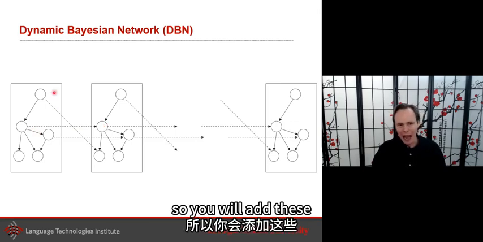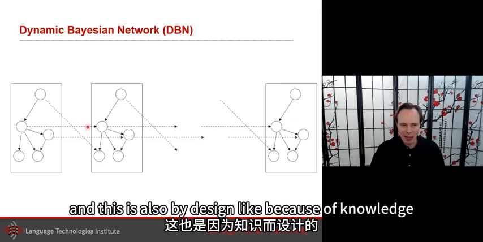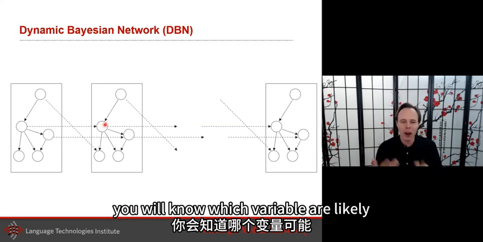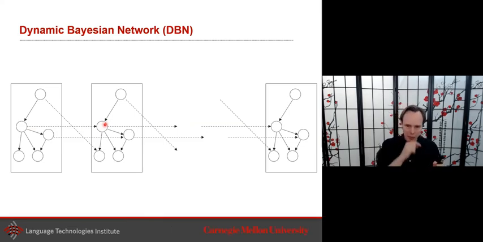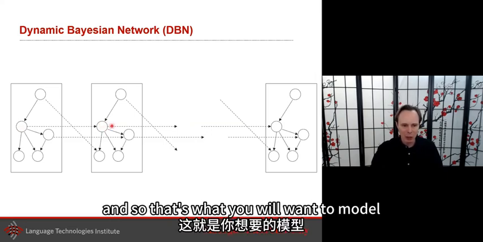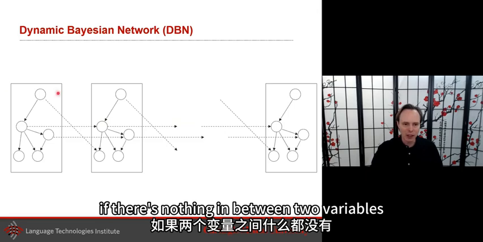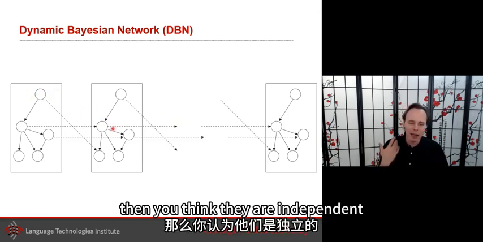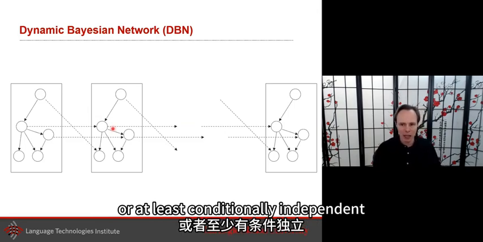And so you will add these, and this is also by design, because of knowledge, you will know which variables are likely to have a dependence between them. And so that's what you will want to model. If there's nothing in between two variables, then you think they are independent, or at least conditionally independent.